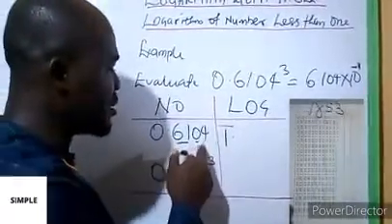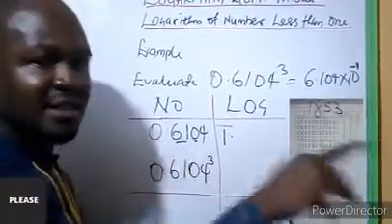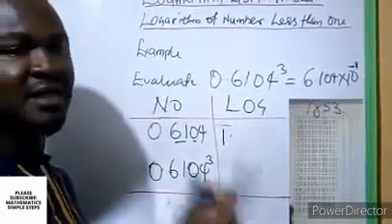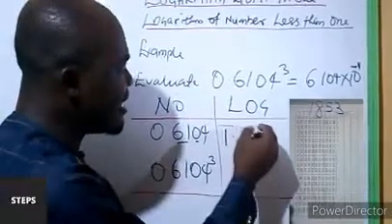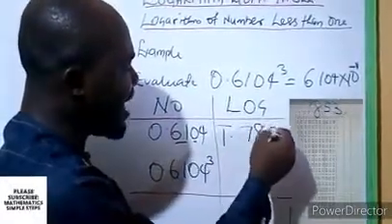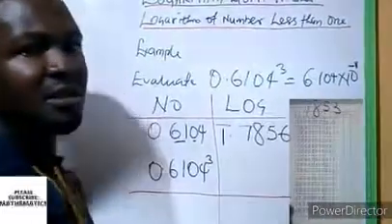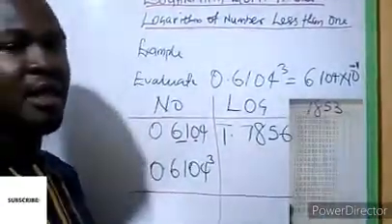Then you go to the difference section, look for the difference under 4 along the same line, which is here. You will notice that the difference is 3. So you add 3 to this one. If you add 3 to this one, you will now have 7856. Plus 53 plus 3 is 56. So this is what you have in this case.